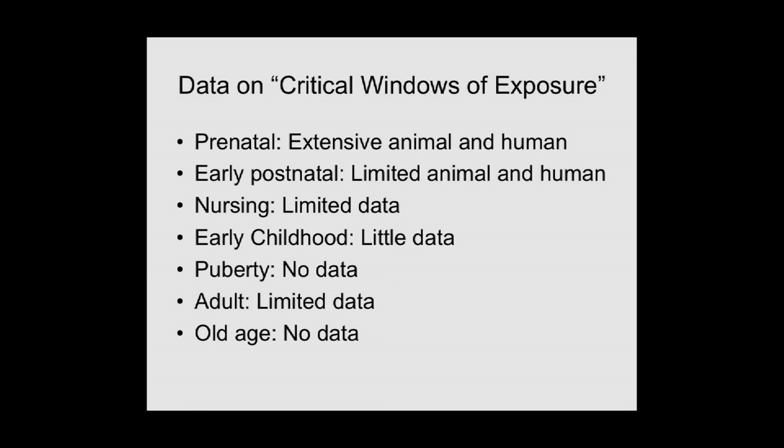So finally, I just want to say a few things on critical windows of exposure, because that's the topic of today's discussion, and I also think it's interesting. There's some prenatal data in animals and humans, and we've talked about that. There's actually more in humans. It's not totally consistent, but there's very little data on early postnatal exposure, nursing, early childhood, no pubertal data, limited data in adults, and no data on old age.